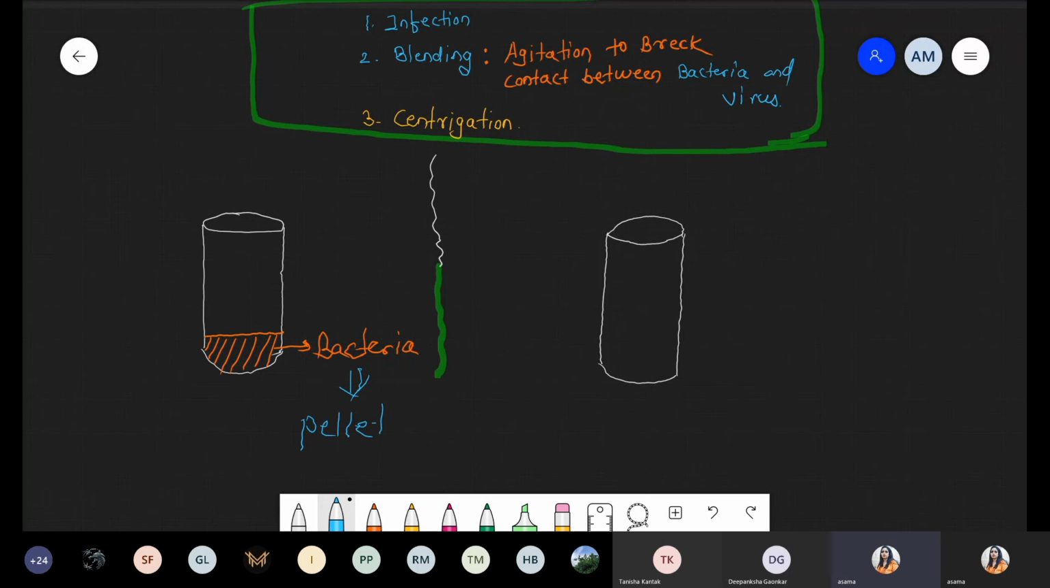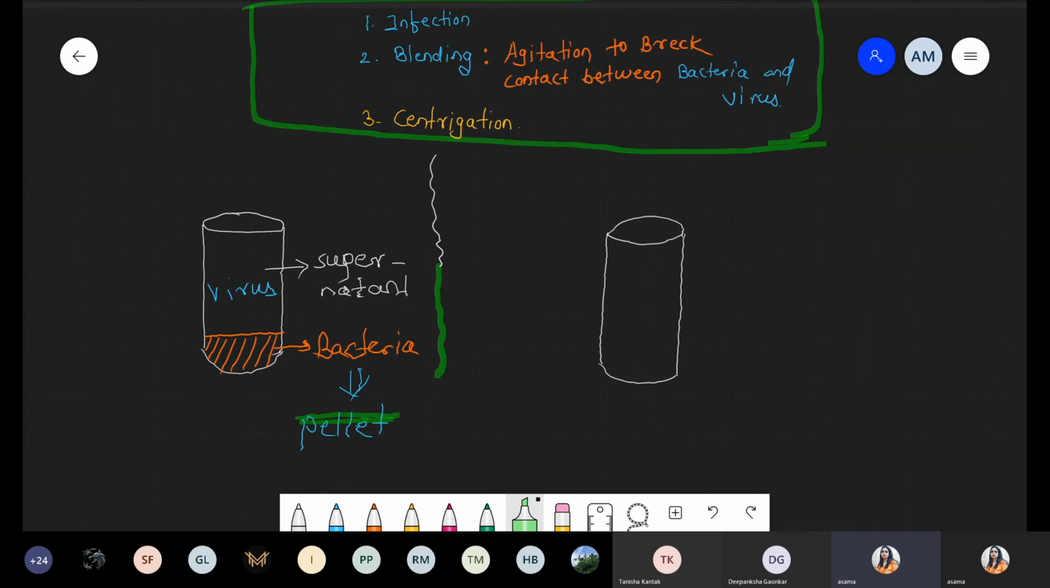This structure is called the pellet. Now above this part, virus will be present, because virus has a low molecular weight. This part, which is present in liquid form, is called the supernatant, the liquid part. Supernatant. Okay, so I am just highlighting these two points.